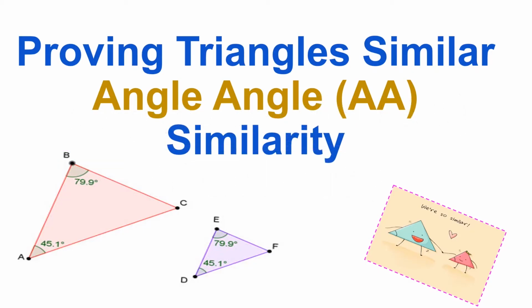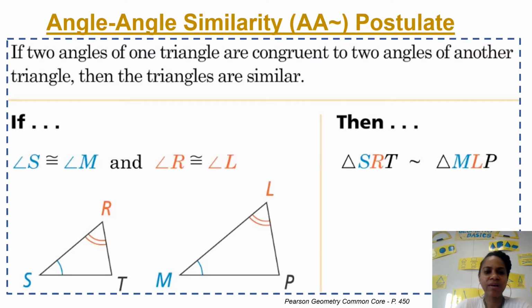All right, in this lesson, we're proving triangles similar using the angle-angle similarity theorem. So let's take a look at angle-angle similarity. That's basically if two angles of one triangle are congruent to two angles of another triangle, then the triangles are similar. As an example, if S and M are congruent, so let's say both S and M are 45 degrees, and R and L are both 55 degrees, then we can conclude that the two triangles are similar using the angle-angle similarity postulate.